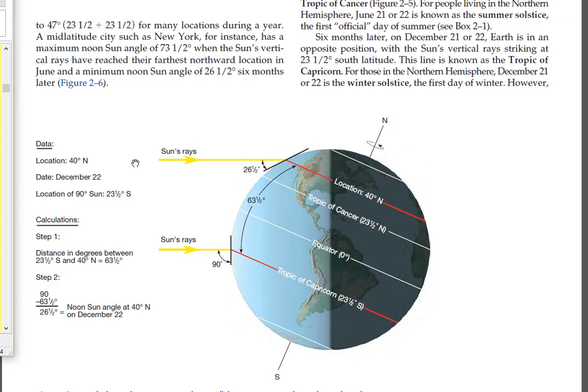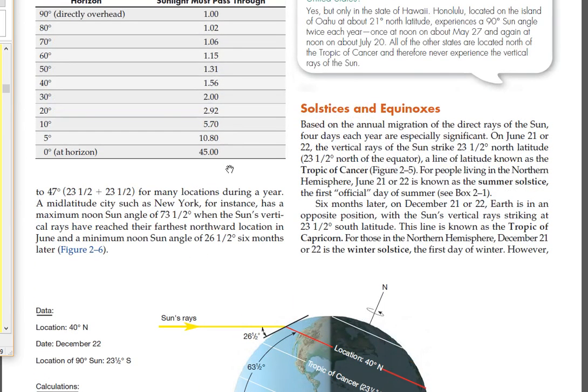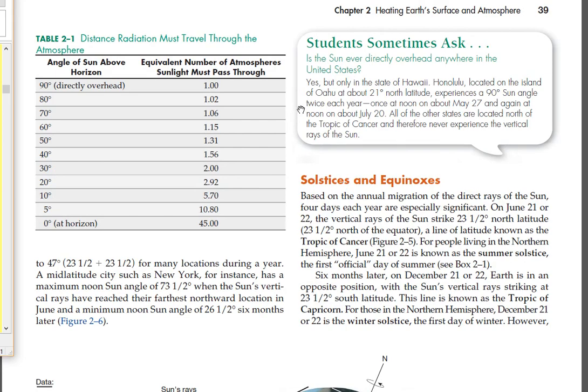Students sometimes ask, is the sun ever directly overhead anywhere in the United States? Yes, but only in the state of Hawaii. Honolulu, located on the island of Oahu at about 21 degrees north latitude, experiences a 90 degrees sun angle twice each year, once at noon on about May 27 and again at noon on about July 20. All of the other states are located north of the Tropic of Cancer and therefore never experience the vertical rays of the sun.